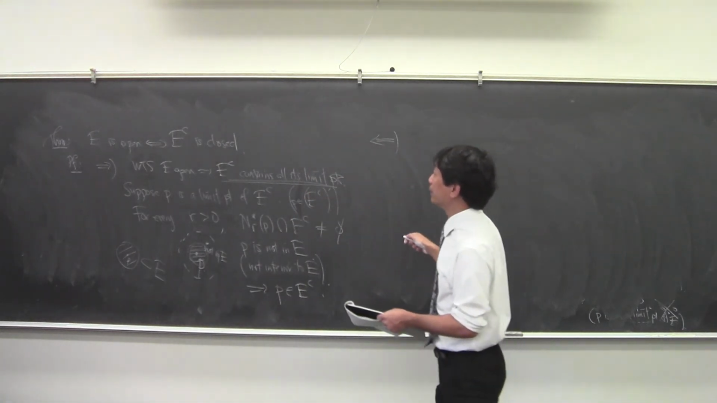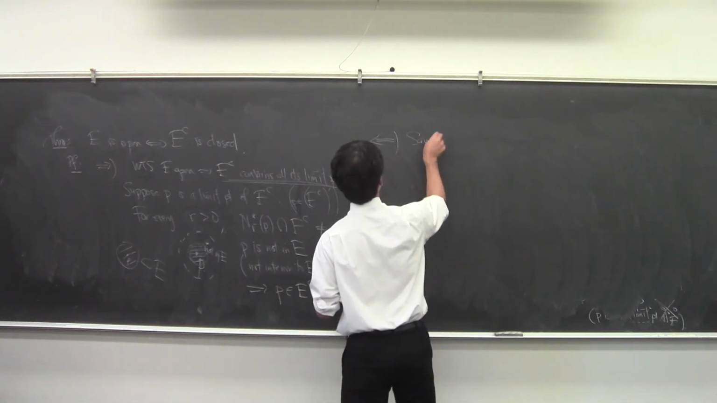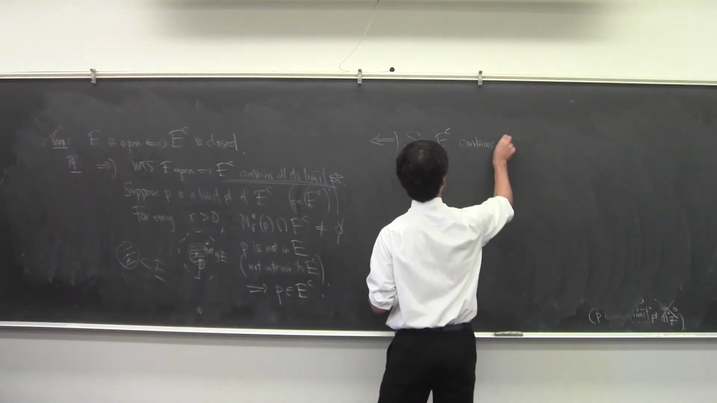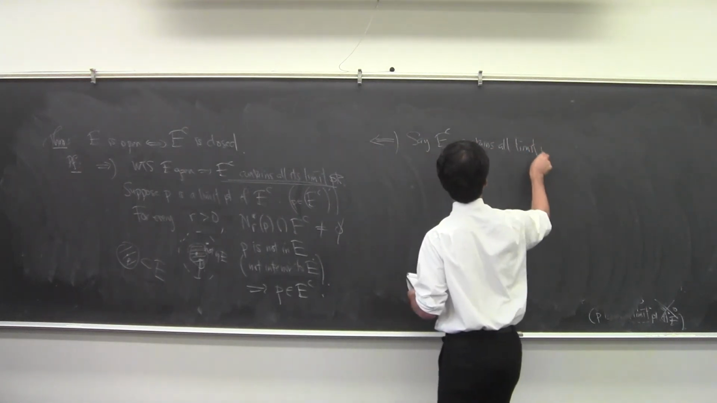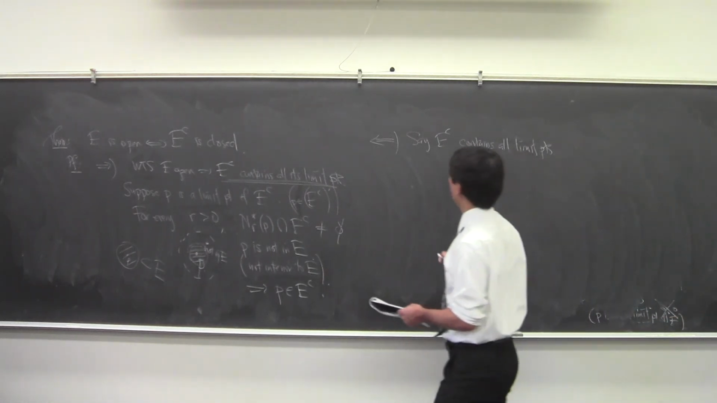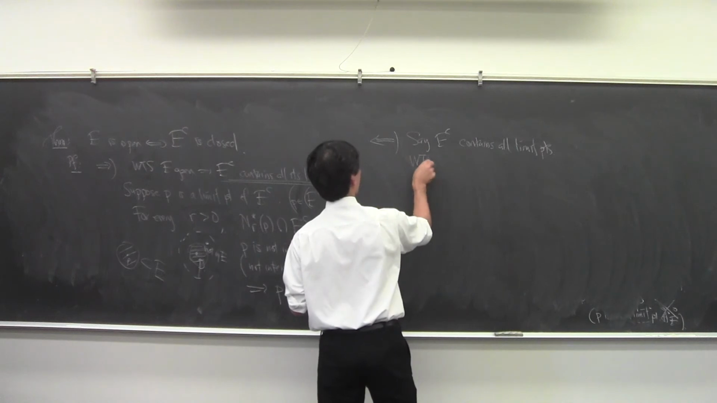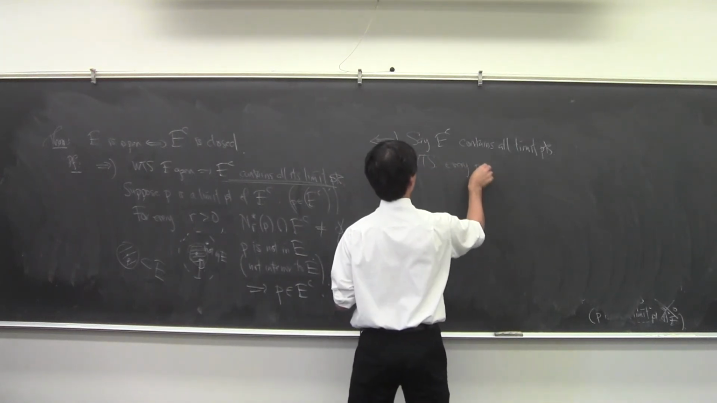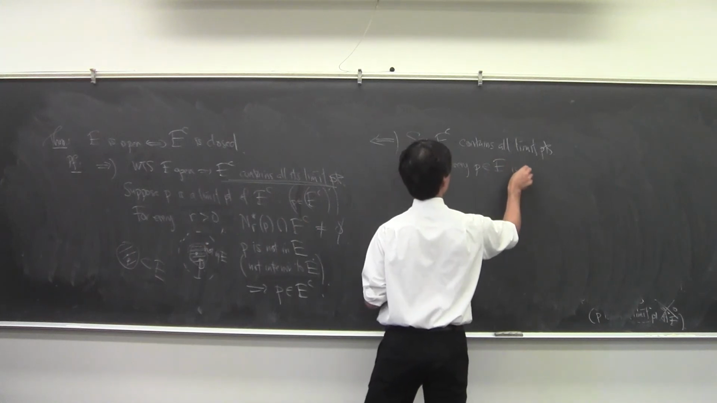Going backwards, you say that, suppose E complement contains all its limit points, and we want to show that every point in E is interior to E.